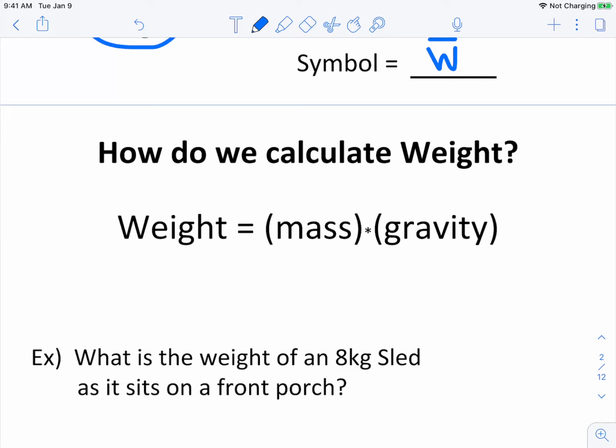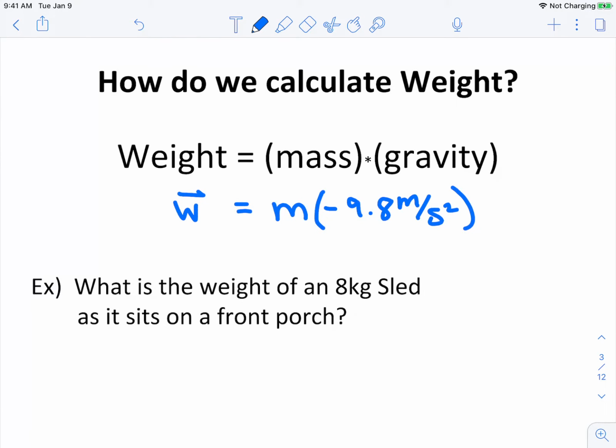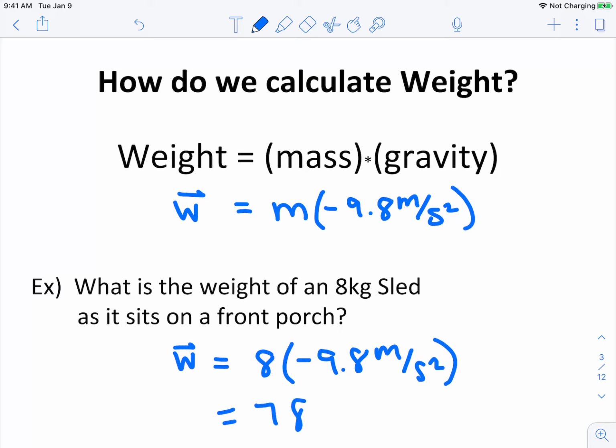Notice it's a negative direction, and you'll see why we get a negative value for it: the weight, which is caused by gravity, is equal to the mass times acceleration. The acceleration of gravity is known. It's negative 9.8 meters per second squared, and we know that from first semester. So if I'm calculating the weight of the sled, weight is equal to the 8 kilograms of the sled times negative 9.8 meters per second squared. This is about negative 78.4 newtons, because it's a weight or a force.